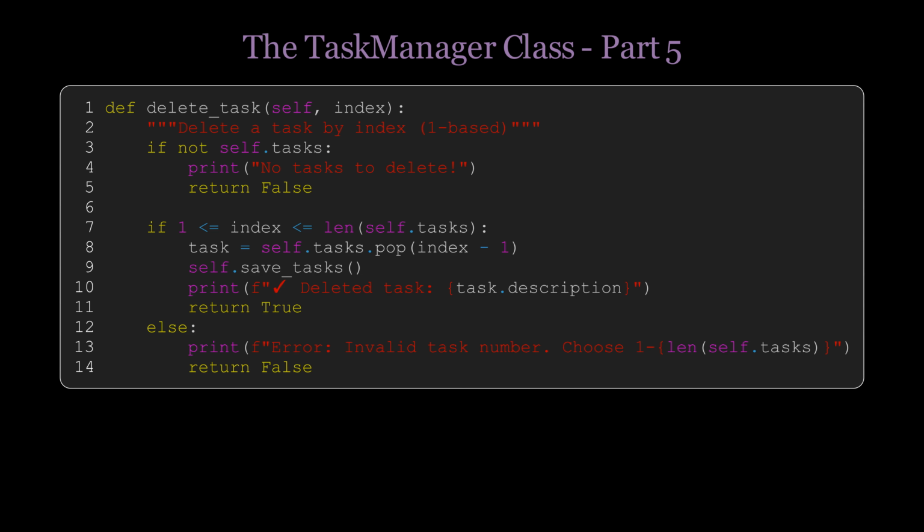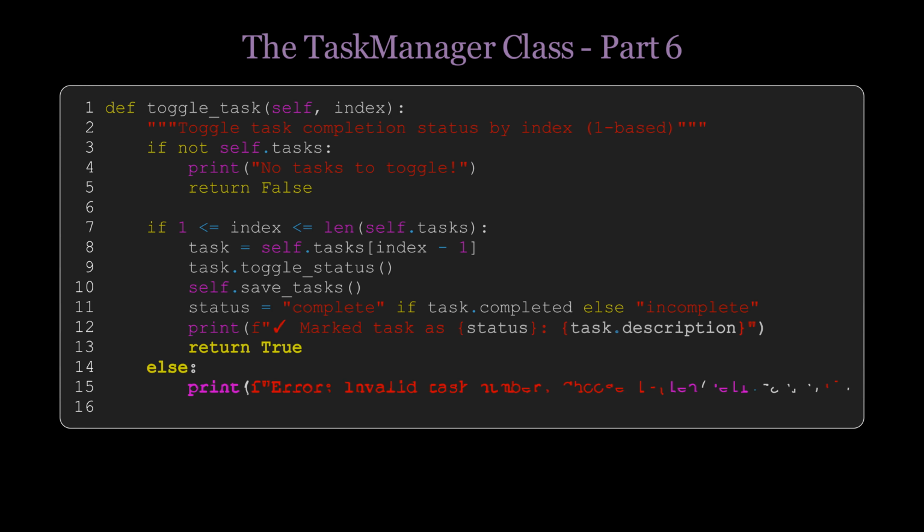Next, we validate the index is within the valid range, between 1 and the length of the tasks list. Remember, users see 1-based numbering but Python uses 0-based indexing. If valid, we use pop with index minus 1 to remove and return the task. We save immediately, print a success message showing what was deleted, and return True. If the index is invalid, we print an error showing the valid range and return False. This prevents crashes from invalid indices.